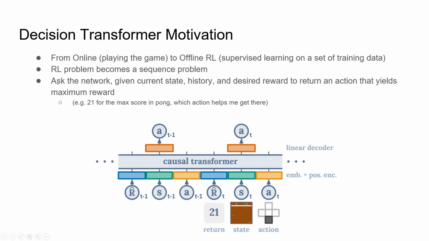agent needs to take, and we'll ask this network, given the current state of the environment, a history, and some desired reward, give us the action that yields the maximum result.